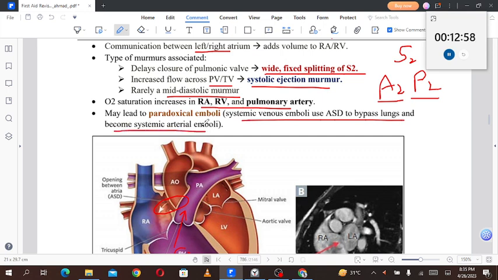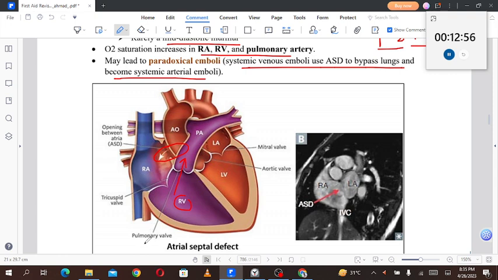So ASD can cause paradoxical emboli, as we have previously discussed, that the DVT emboli which is coming from the lower limbs enter the inferior vena cava, then to the right atrium, the right ventricle, then instead of going to the pulmonary artery, if we have a patent foramen ovale or atrial septal defect, that may go directly into the left atrium, left ventricle, into the aorta, into the brain.